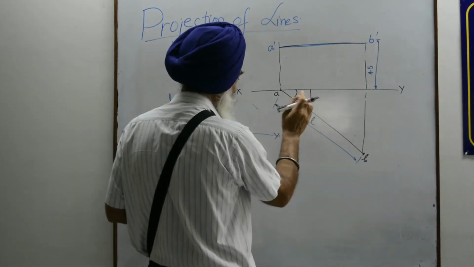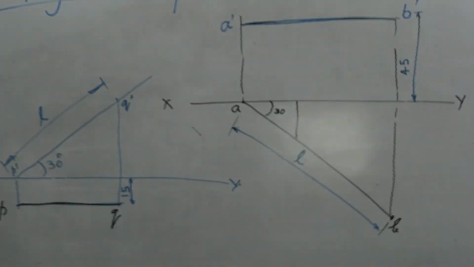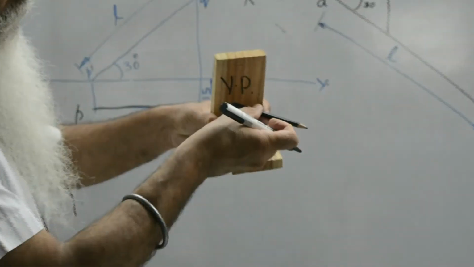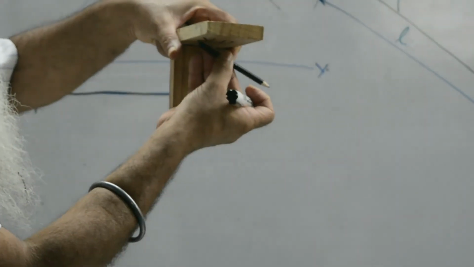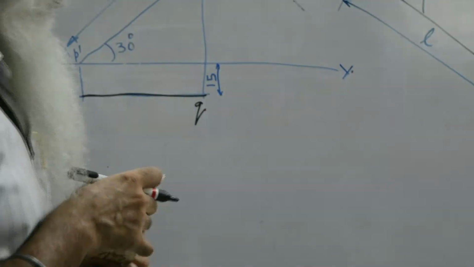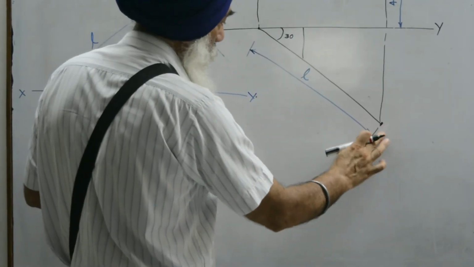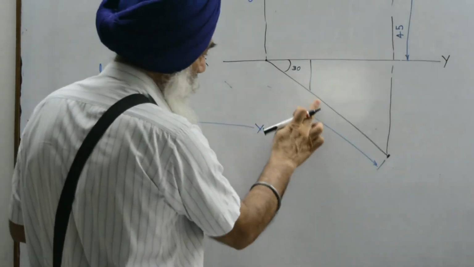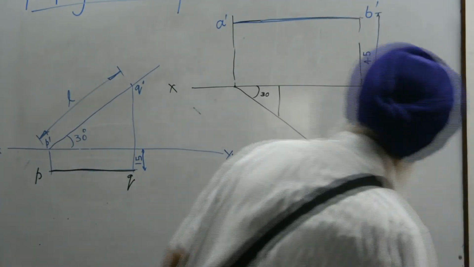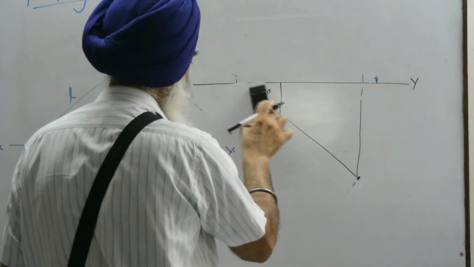This angle is 30. So when you see it from the top, it's like this. If this one end of the line is 50 millimeters in front of the vertical plane, then for this case, take any point over here. I will repeat the same question. It is like this. Take line XY. I will repeat this. Take this line XY.